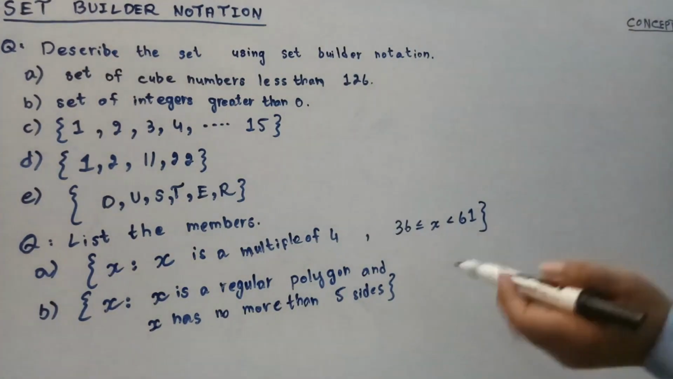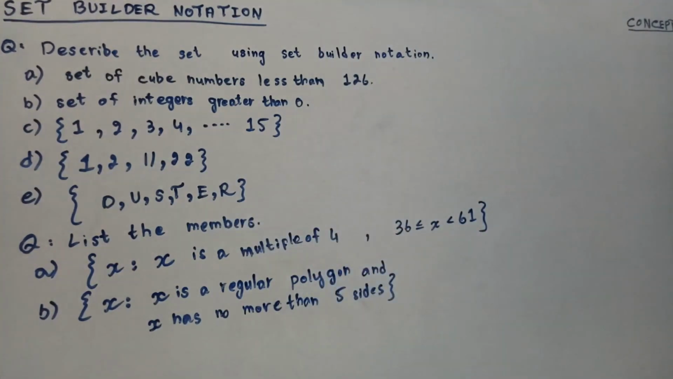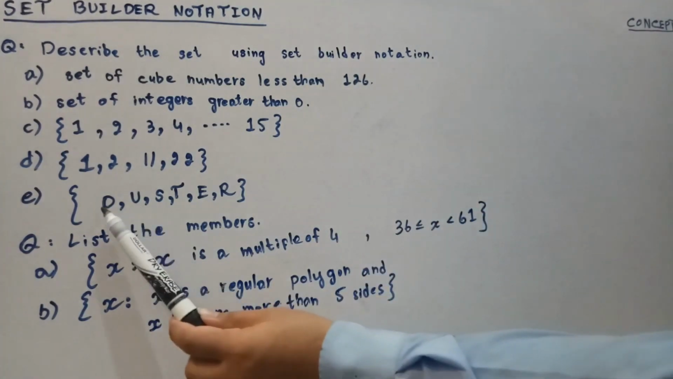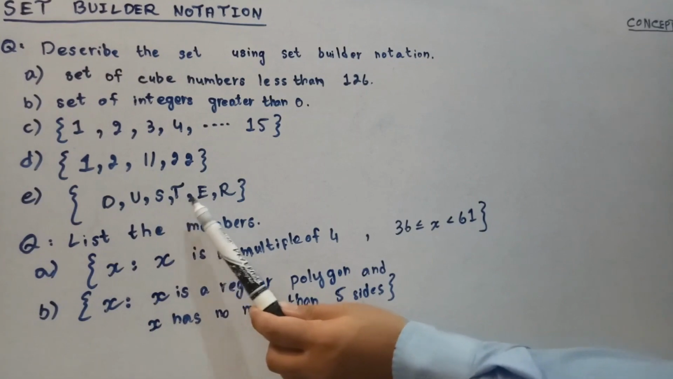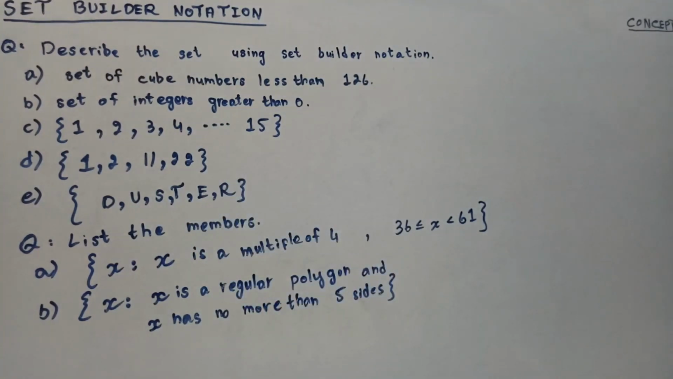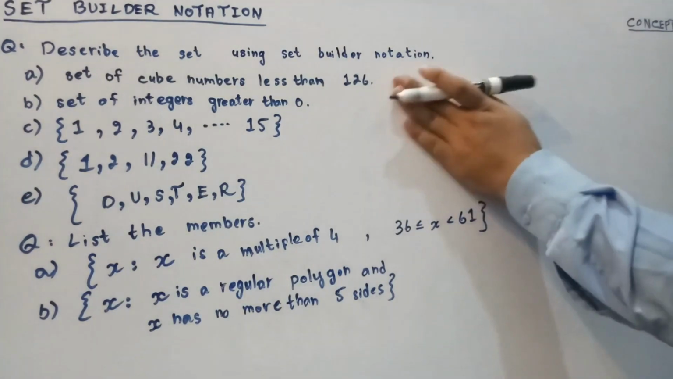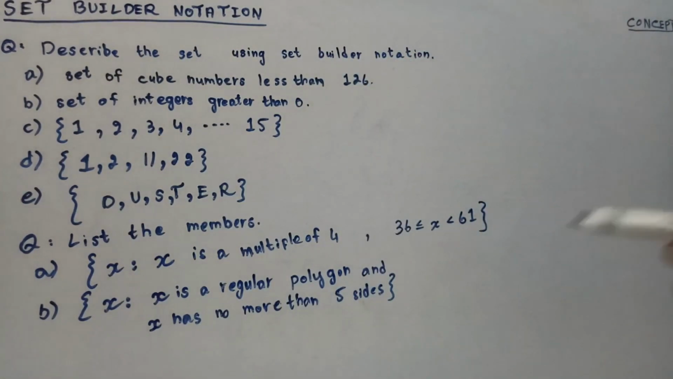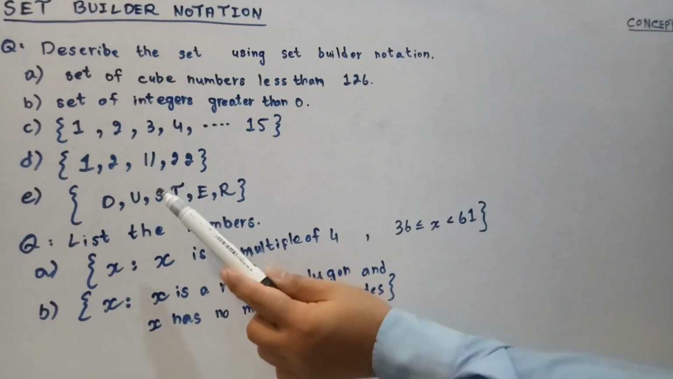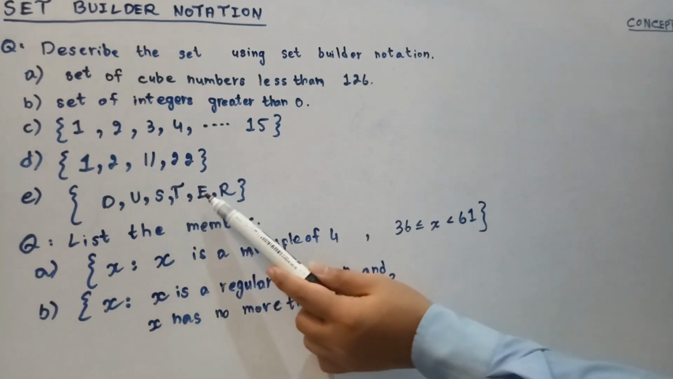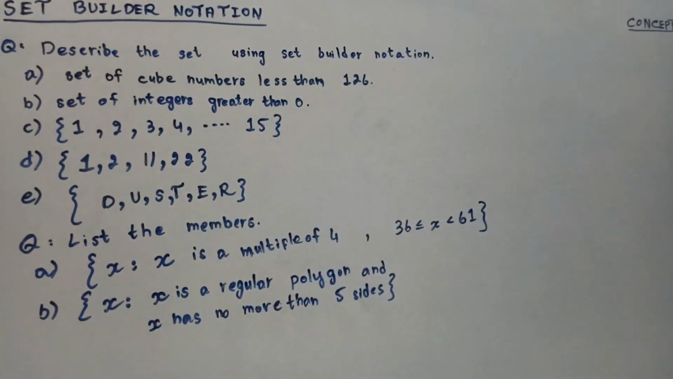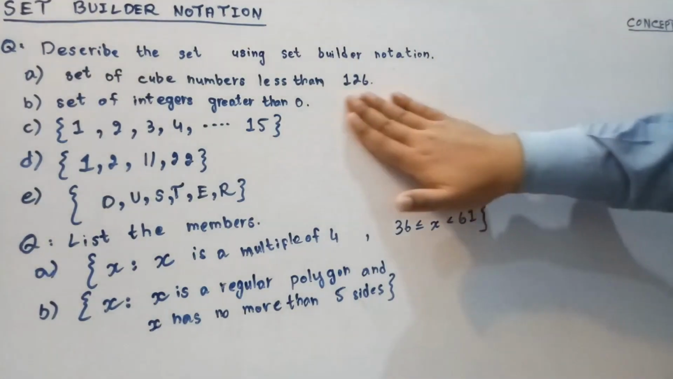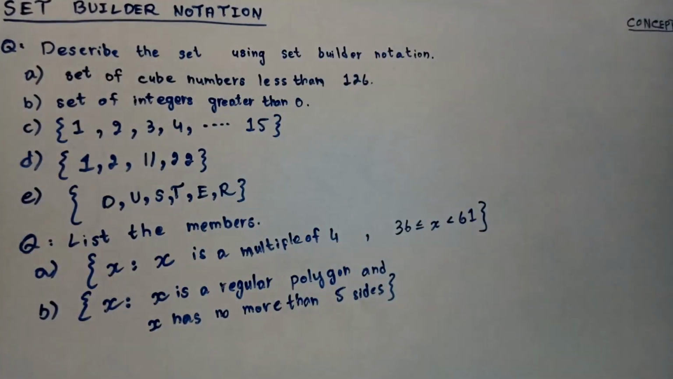Here instead of numbers, we have alphabets, letters. Here we have letters D-U-S-T-E-R. Actually it is a duster, but here we can say D is an element of this set. Similarly, U is an element. Similarly, S, T, E, R, these all are separate elements of this set.